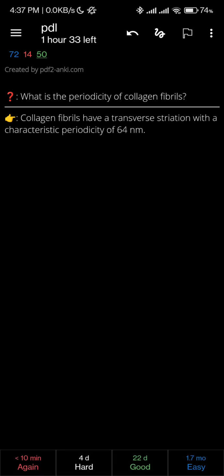What is the periodicity of collagen fibers? Collagen fibers have transverse striations with a characteristic periodicity of 64 nanometers.